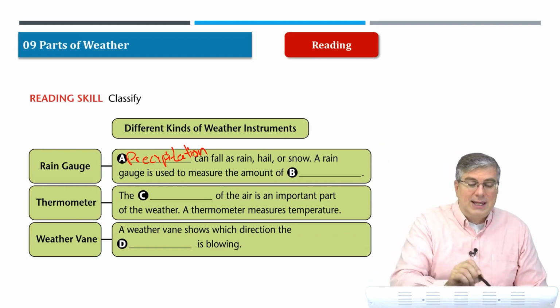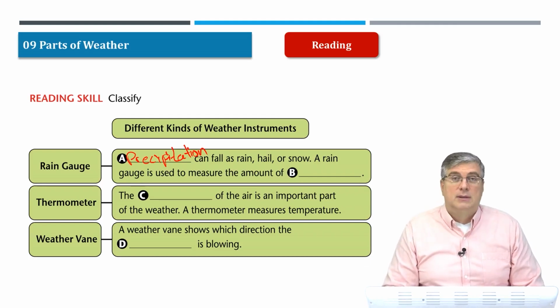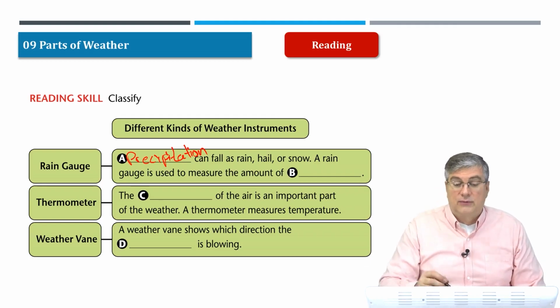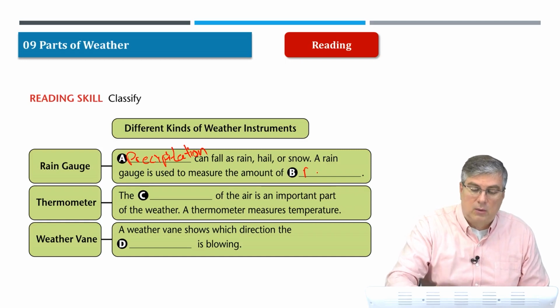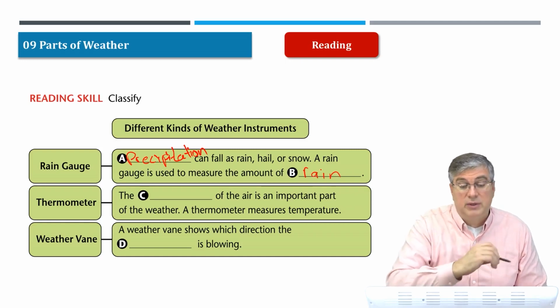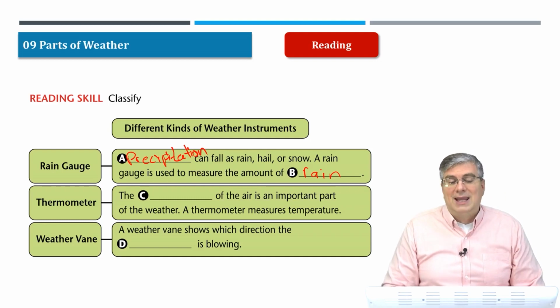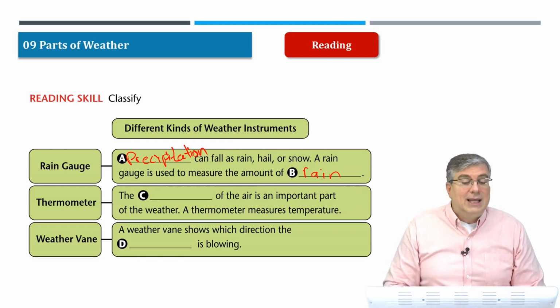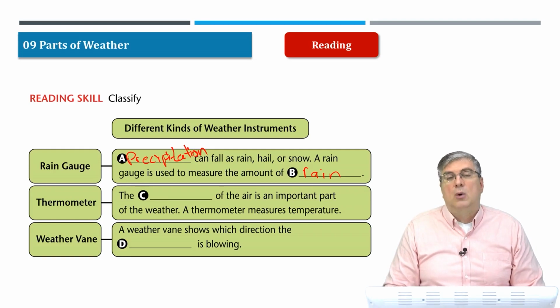So, a rain gauge is used to measure the amount of what? Well, of course, the amount of rain or water. Rain. Or you could even put precipitation, right? A rain gauge is used to measure the amount of precipitation or rain. It doesn't measure the amount of snow or hail, right? It measures the amount of rain. Okay, good.